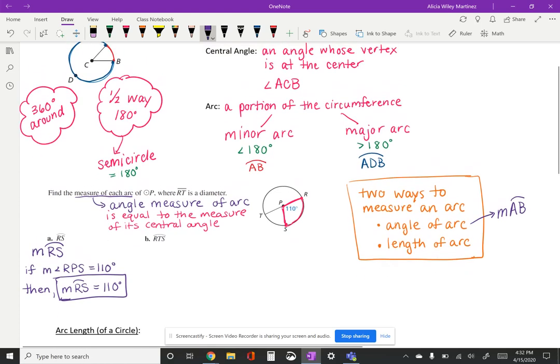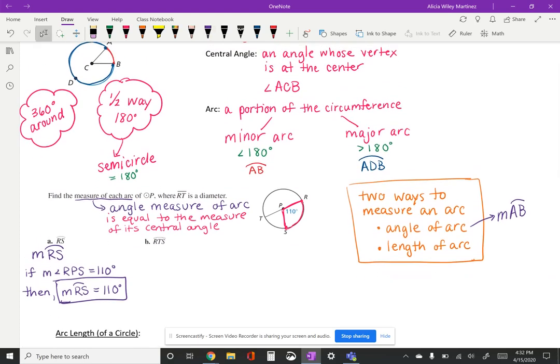So for the second problem here, RTS, let me erase my work there, we are dealing with a major arc. And the reason I know I'm dealing with a major arc is because it's 3 letters. So starting at R, going through T to S, we're going to find the measure of arc RTS. Now we know that that's going to be the measurement of this central angle here.